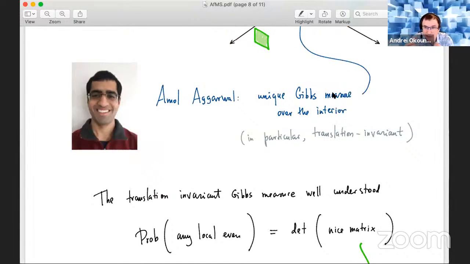And the translation invariant measures, those were understood. Those are what these measures really are. So Amol's theorem amounts not so much to finding them. All of the translation invariant ones were known before. People understood them really well. But the proof that there is nothing else, that's the content of the theorem.